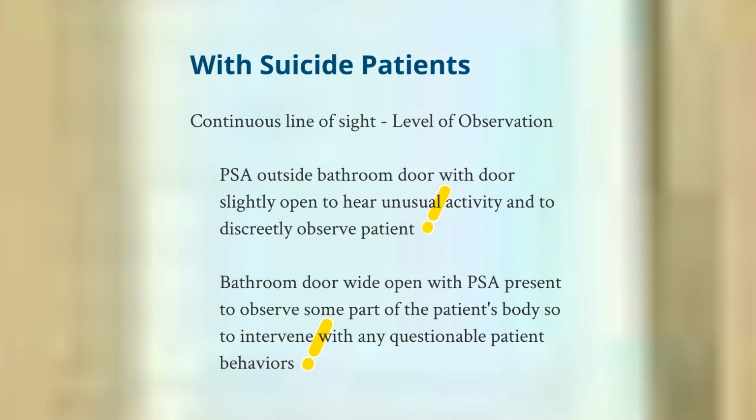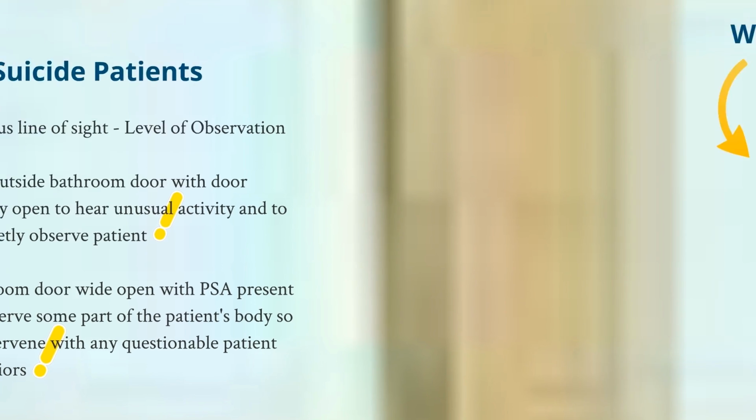There are some additional safety needs that you need to know about when taking care of a patient at risk for suicide, and one of them is level of observation. There are 2 levels of observation. One is when the bathroom door is just slightly open so that you can hear any unusual activity and then discreetly observe the patient. The other one is the bathroom door is wide open and you're present to observe a part of the body so that you can intervene very quickly if you have any questionable patient behaviors.